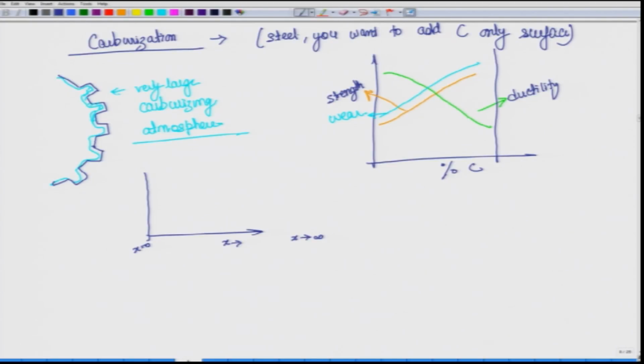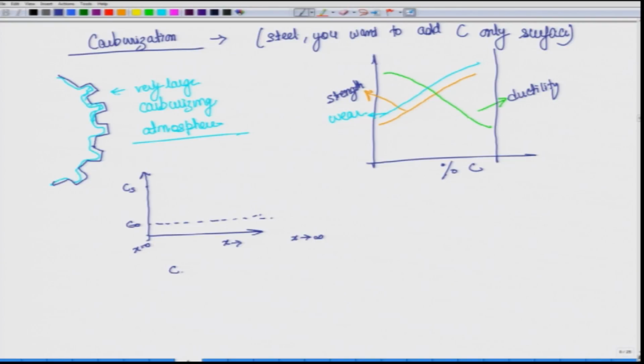Now, here at the surface, because you have introduced a carbonizing surface, you can assume that there is a very large concentration of carbon, let us call it CS, meaning carbon at surface, and there is a background carbon inside the material. This is given by this dotted line, which we will represent by C naught. Now, what are the boundary conditions that we know?